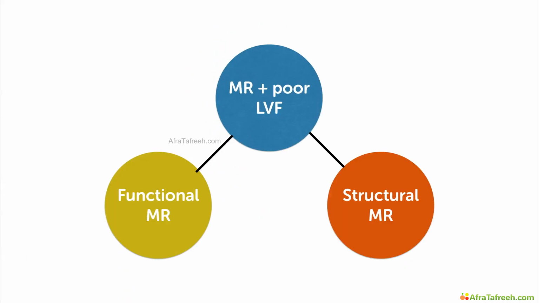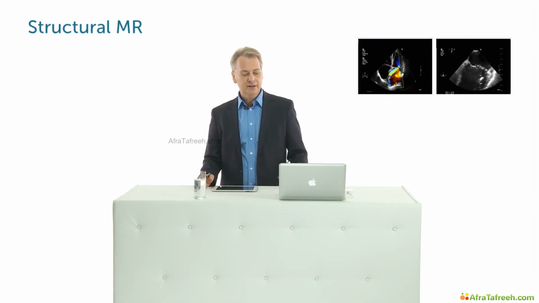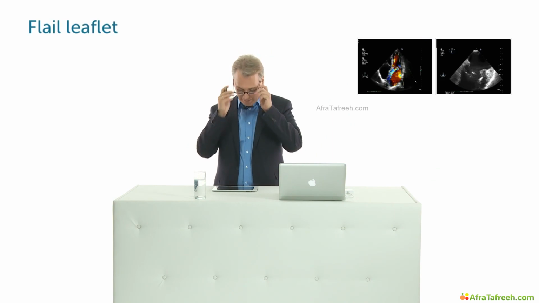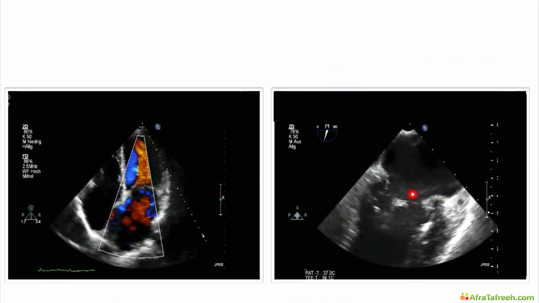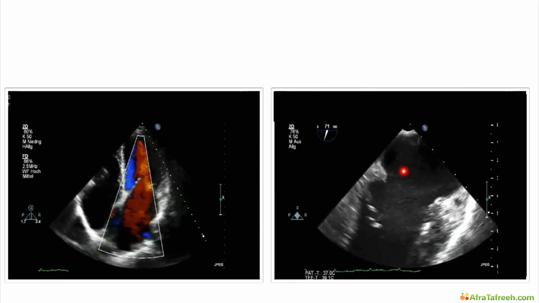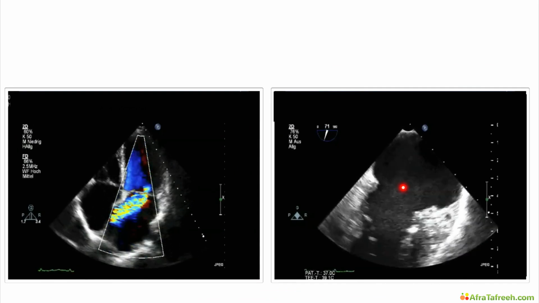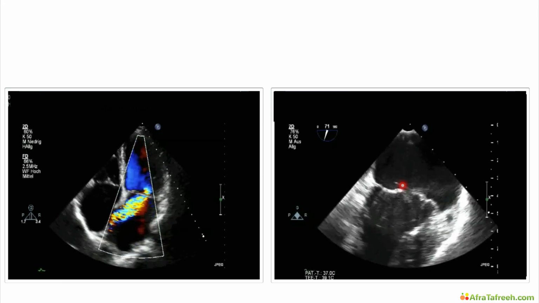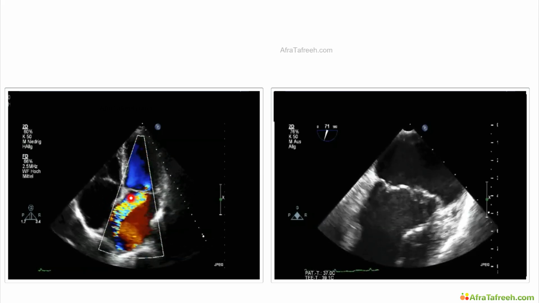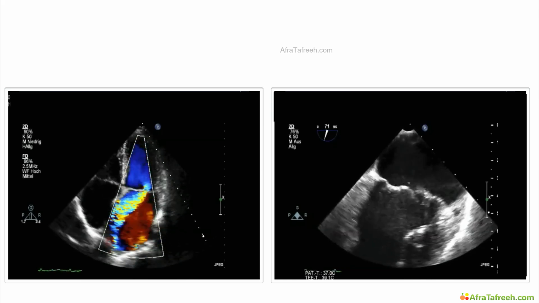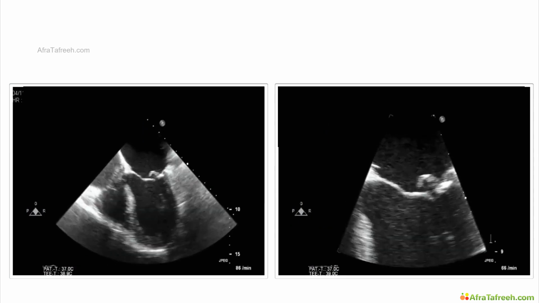The second is structural MR. Here are some examples. This is a patient who has what we call a flail leaflet. A part of the leaflet is actually ruptured. This is a TE study which nicely shows the part of the leaflet which is ruptured and which now protrudes into the left atrium. And this causes, obviously, mitral regurgitation with a jet which is pointed here towards the interatrial septum.